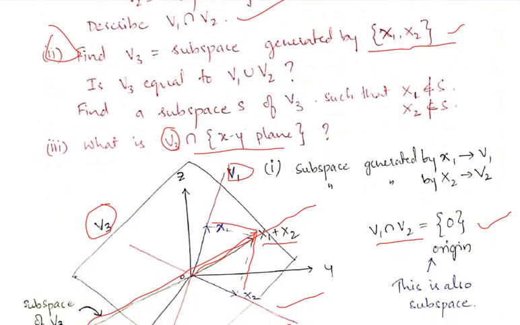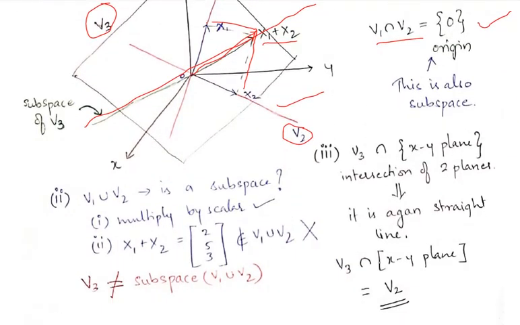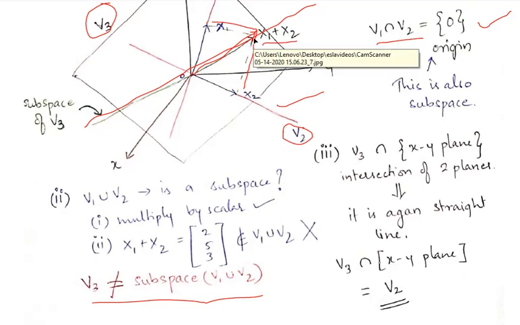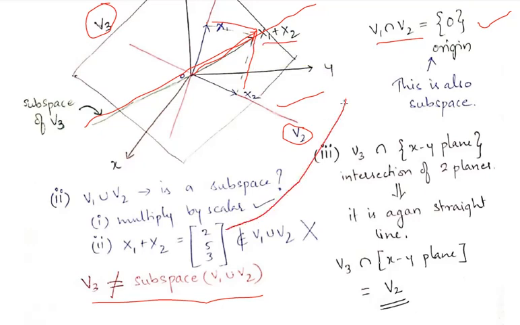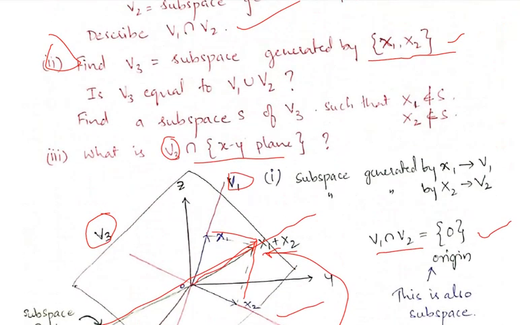So it doesn't stay on the same plane. That's impossible. This is the plane where one of the vectors has an X component 0 and one of the vectors has a Z component 0, so which is not equal. V1 plus V2 will have a vector that will be this one. 2, 5, 3 is this point, but this doesn't belong to this V3 plane. Okay, the second question is done. V3 is not equal to V1 union V2.